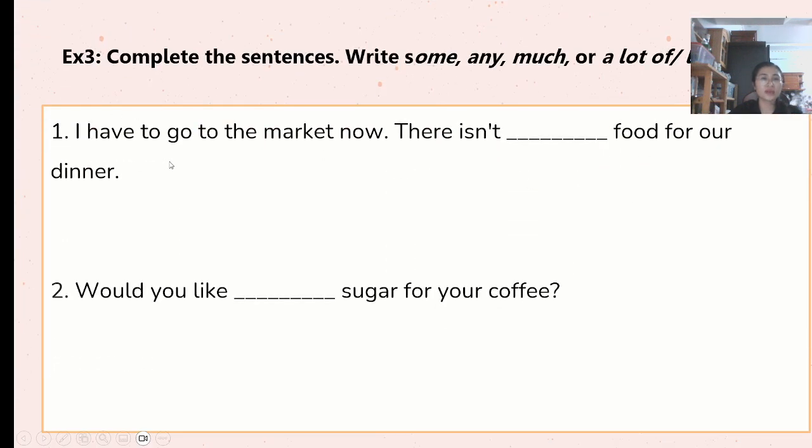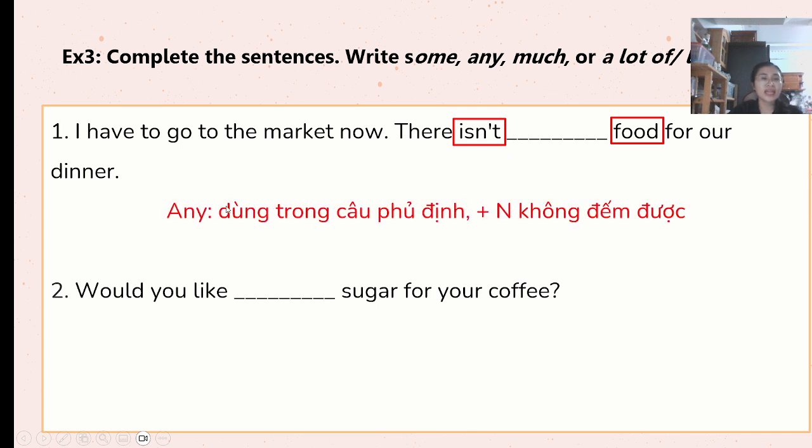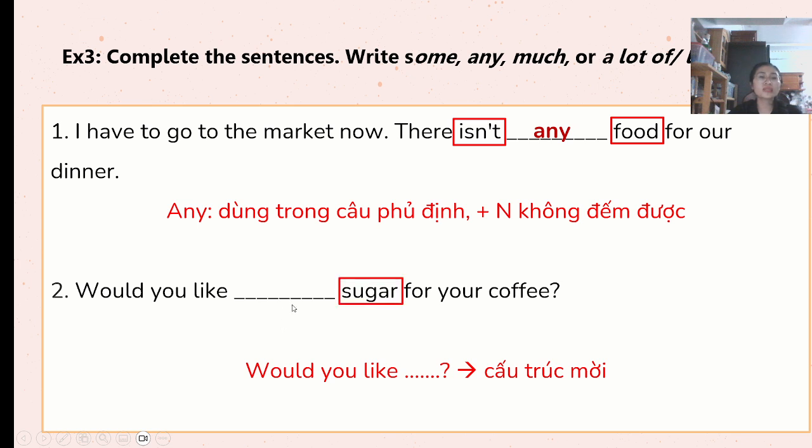Now, look at the first sentence. In this sentence, we can easily say that food is an uncountable noun, and "isn't" is a negative form. We have "any" dùng trong câu phủ định. It means negative form and uncountable noun. So, in the first sentence, our answer is any. Number 2, we have "would you like". This is the structure of an invitation. So, we need "some" in this blank.